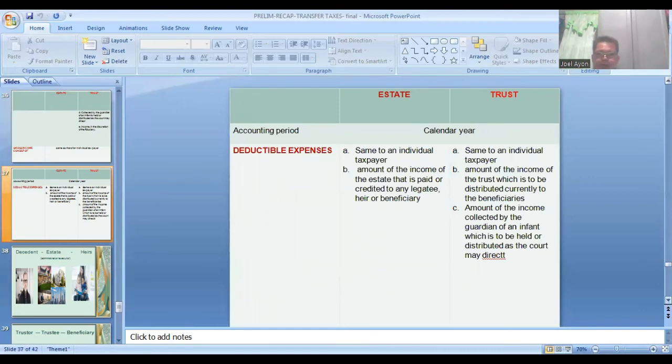However, for the estate, the amount of the income of the estate that is paid or credited to any legatee, heir, or beneficiary is deductible. In trust, the amount of the income of the trust which is to be distributed currently to the beneficiaries. And lastly, the amount of the income collected by the guardian of an infant, which is to be held or distributed as the court may direct. All right. So that was the difference between the estate and the trust.